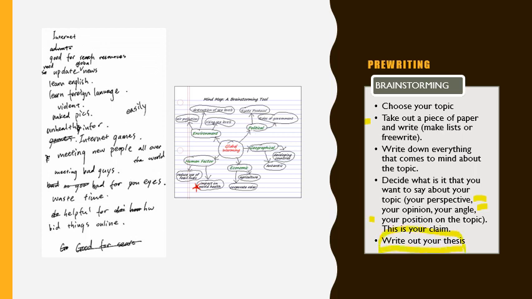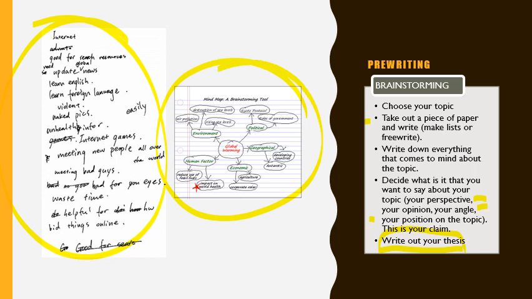And these are some different ways that people brainstorm. Obviously, I don't make you submit this, right? But you can just simply make lists of things, or you can make a little map like this.